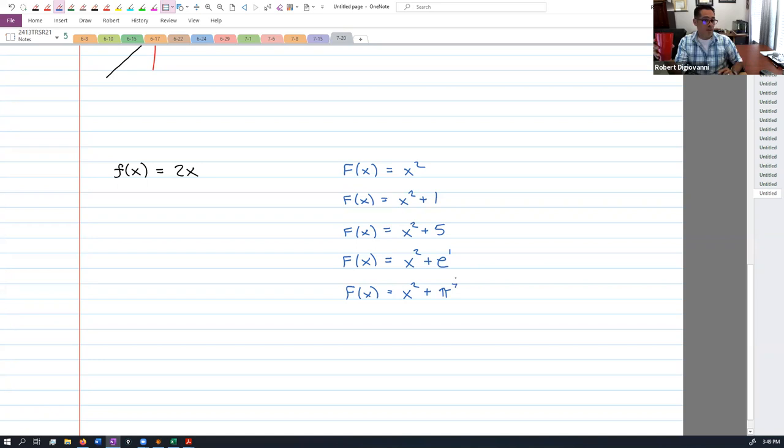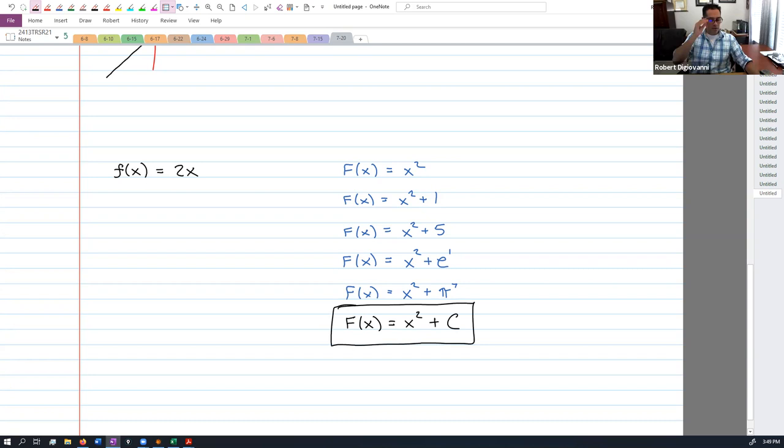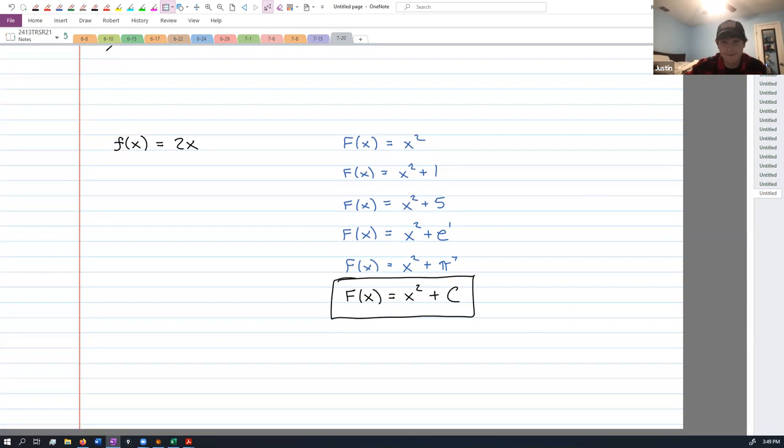So Justin, the general antiderivative would be what? I think you already said it, but. X squared plus C still? Capital C. There we go. That's our general antiderivative. If this was all antiderivatives was, then Cal 2 would be easy, as you might imagine, right? But it of course gets much harder than this.